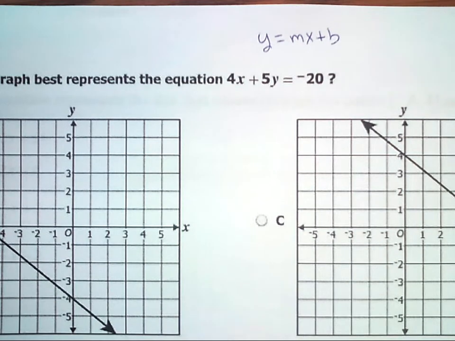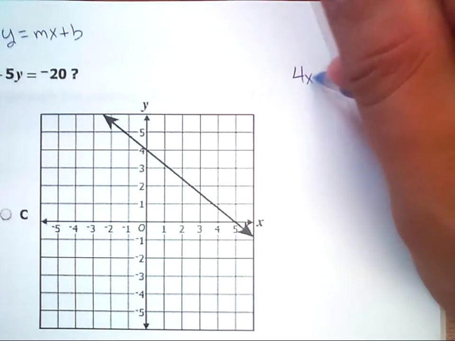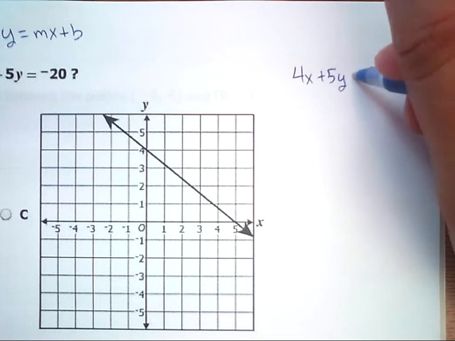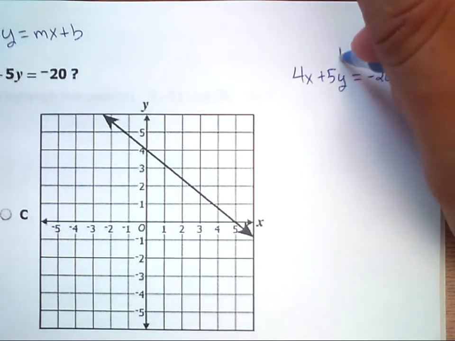So you don't know the slope yet until you rewrite this equation. So here's what we're going to do. Off to the side, I'm going to rewrite the problem: 4x plus 5y equals negative 20. We're going to put in a little bit of work here, and we're going to solve for y.